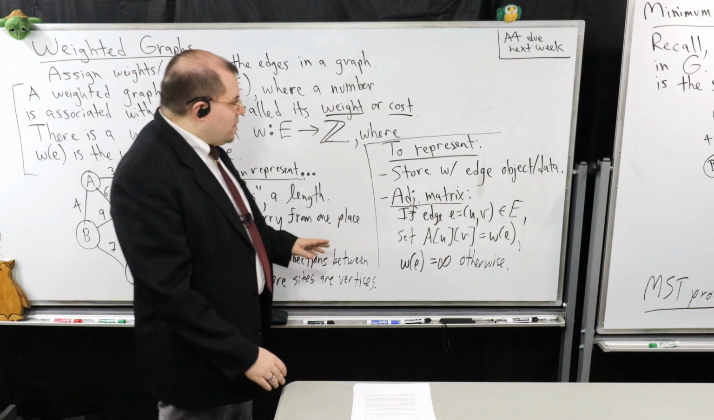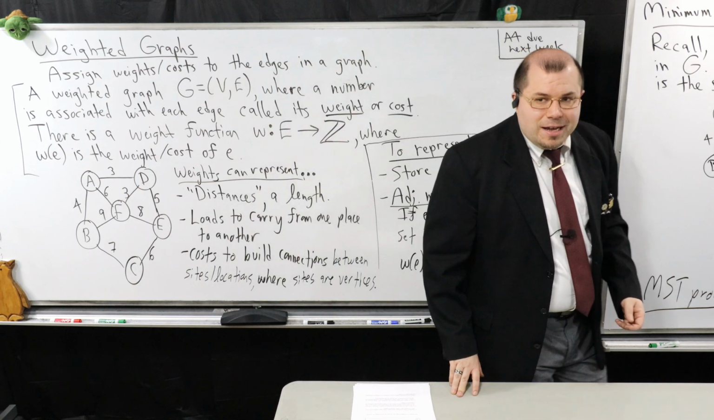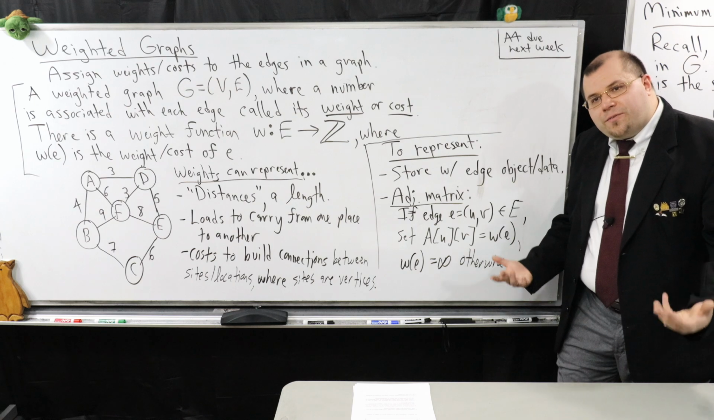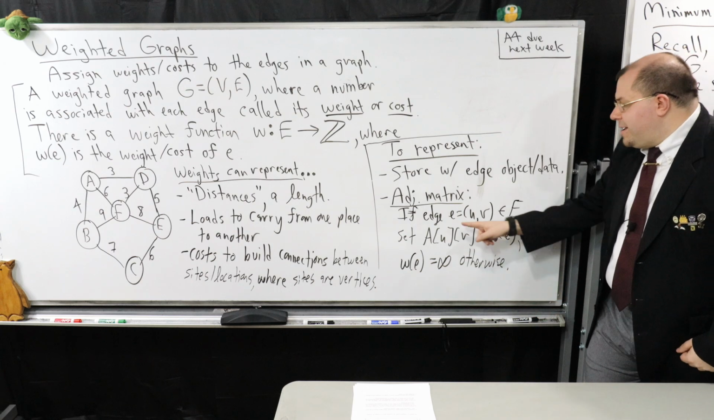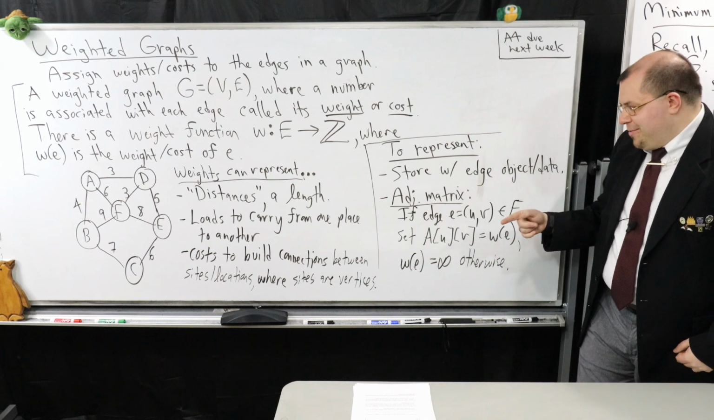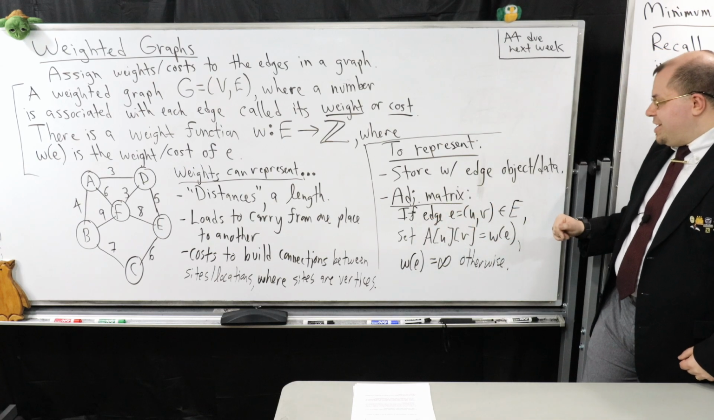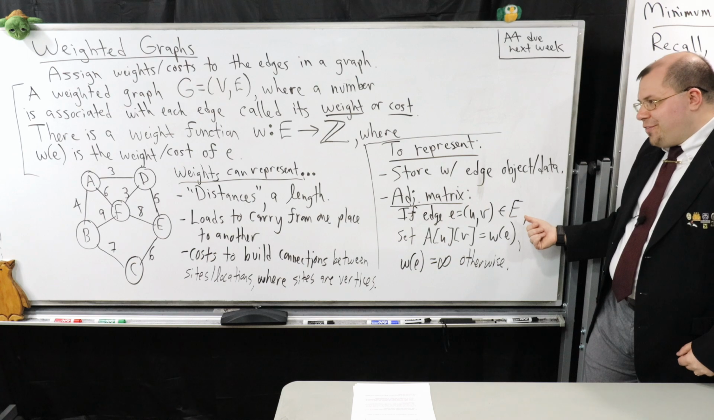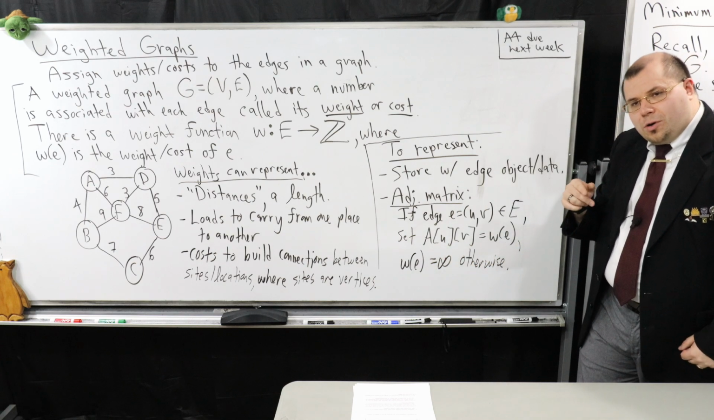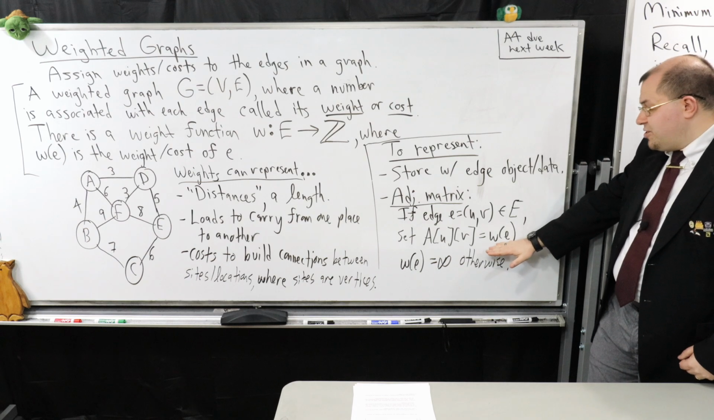But one thing I do want to mention, more classically speaking, is if you have an adjacency matrix, a classic way of representing a weighted graph is this. It sort of melted there. It went in the microwave a little too long. If edge E is in the graph, then I'm going to set its value in the table, our adjacency matrix, as the weight of the edge.